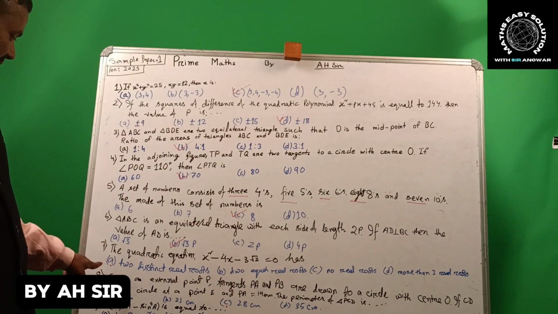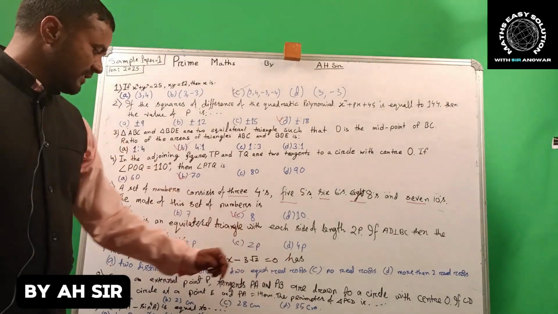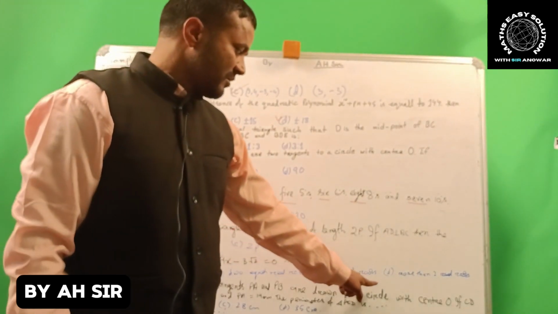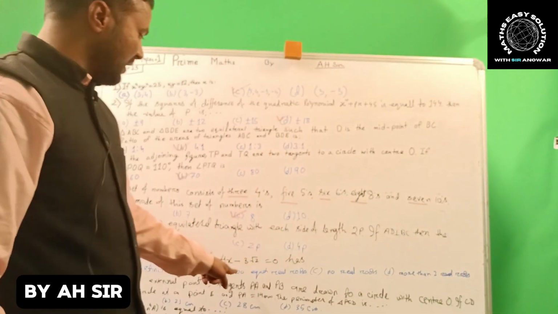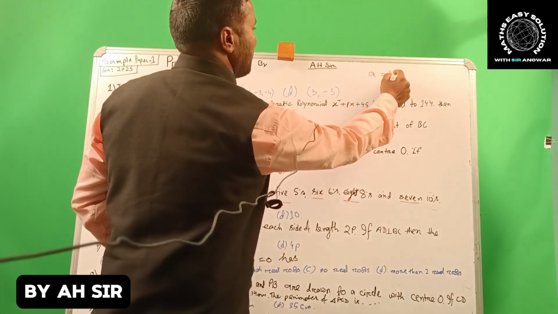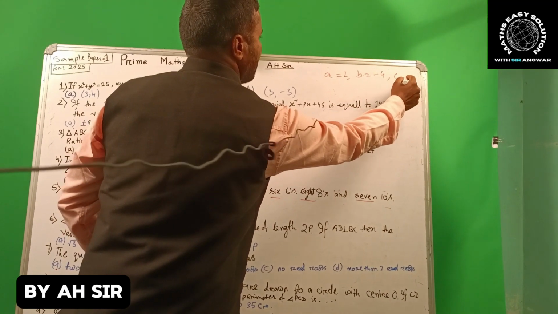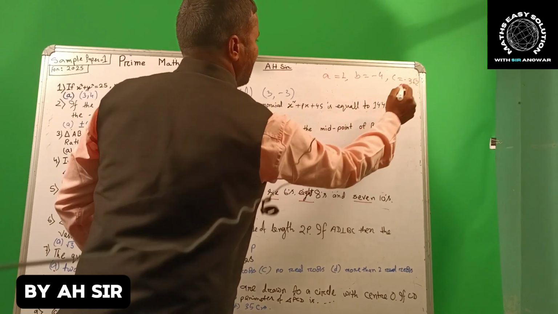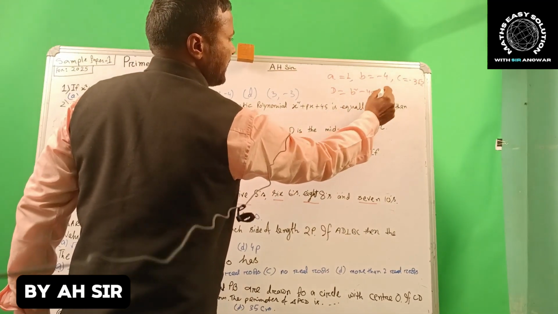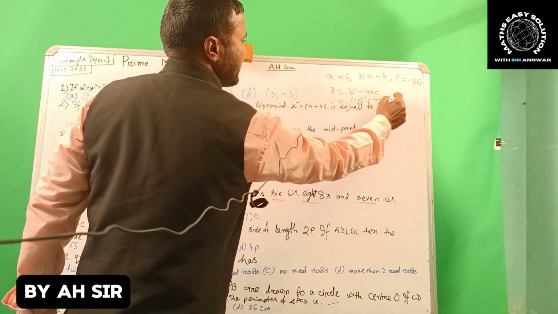Okay, see now next question. The quadratic equation x square minus 4x minus 3 root 2 equal to 0 has two distinct real roots, two equal real roots, no real roots, more than 2 real roots. So for this one, if you see here a equal to 1, b equal to minus 4 and c equal to minus 3 root 2. Now as you know, d equal to b square minus 4ac. Now what is b here?